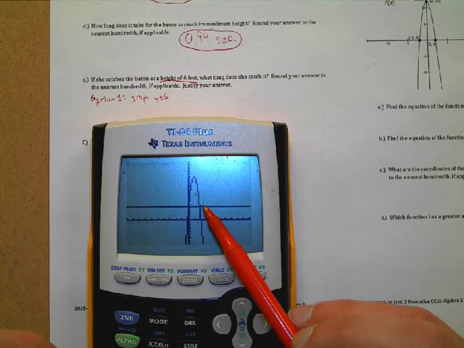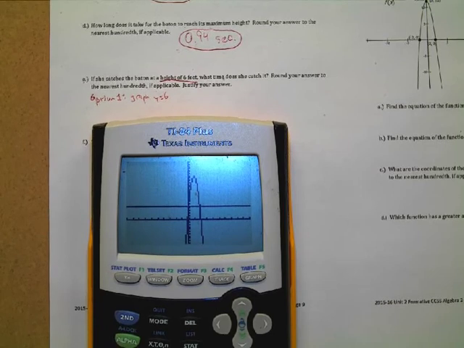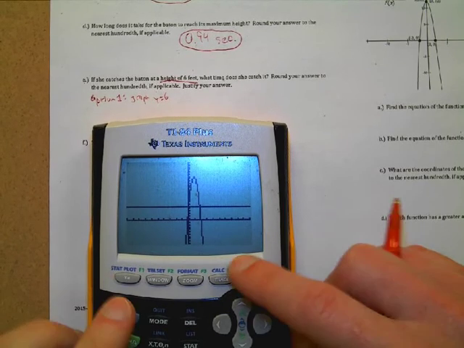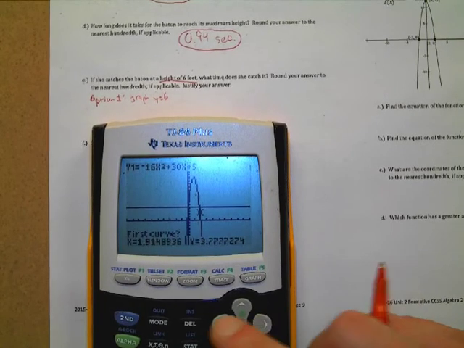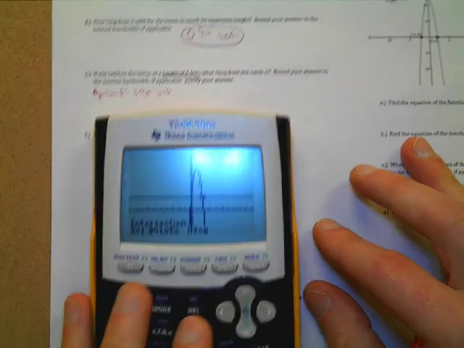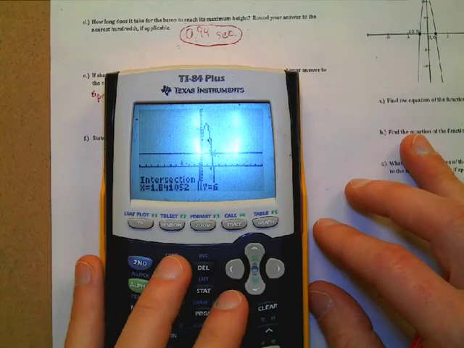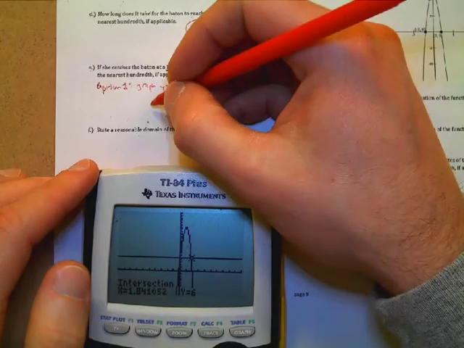Yeah, because normally the baton goes up, hits the peak, and comes back down, and they catch it, right? Unless they drop it sometimes. So we want to find this point. So second trace, we use the intersect command. And there it is. 1.84 seconds. All right, and round to the nearest hundredth.